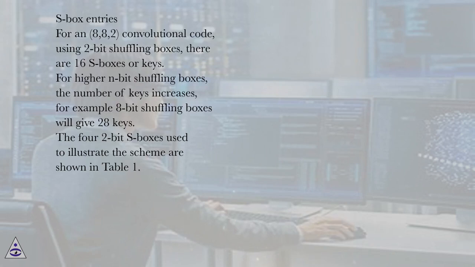S-box entries. For an (8,8,2) convolutional code, using 2-bit shuffling boxes, there are 16 S-boxes or keys. For higher n-bit shuffling boxes, the number of keys increases. For example, 8-bit shuffling boxes will give 2^8 keys. The four 2-bit S-boxes used to illustrate the scheme are shown in Table 1.